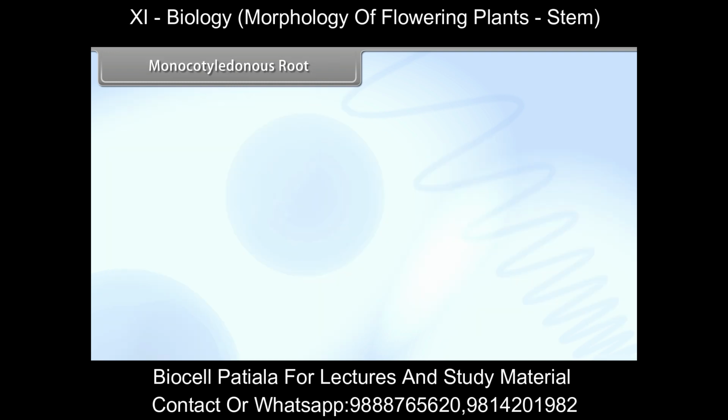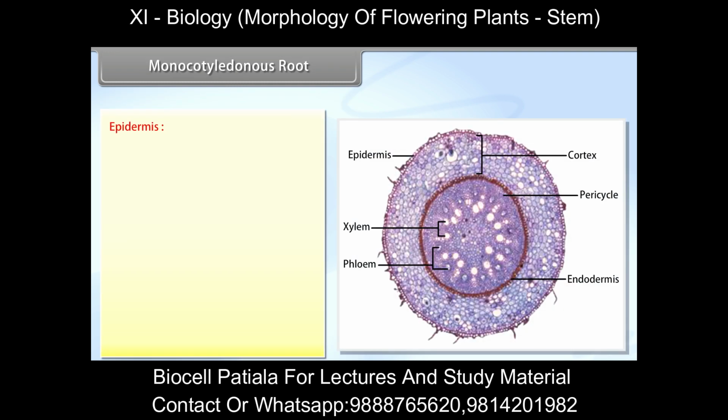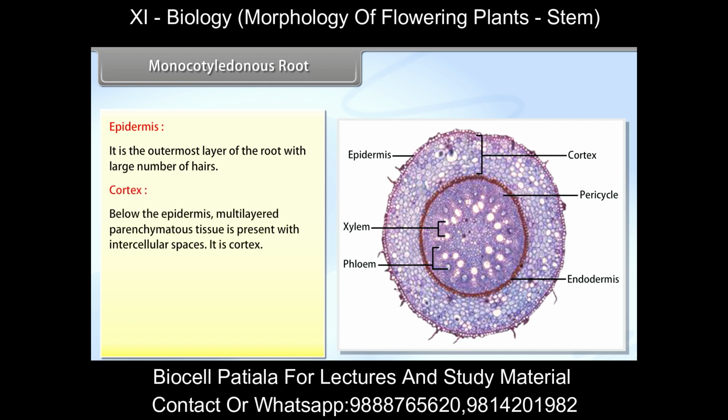Monocotyledonous root. Epidermis. It is the outermost layer of the root with large number of hairs. Cortex. Below the epidermis, multi-layered parenchymatous tissue is present with intercellular spaces. It is cortex.